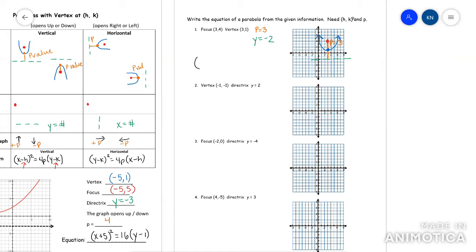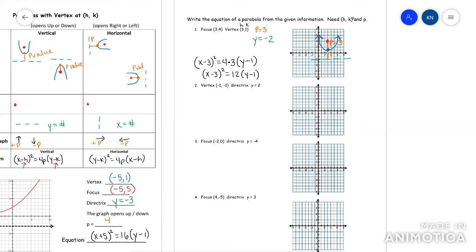So I go x minus h. So here's my h, here's my k. So I go (x minus 3) squared equals 4 times p-value. P-value was 3, parentheses y minus k. K was 1, so I write y minus 1. So simplify that a little bit and you get (x minus 3) squared equals 12(y minus 1). That would be my answer.